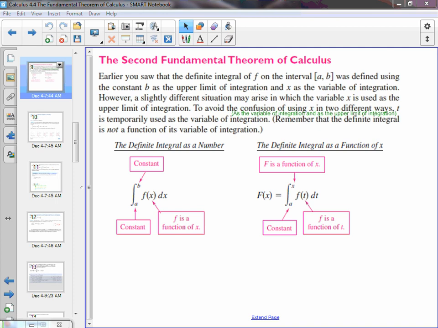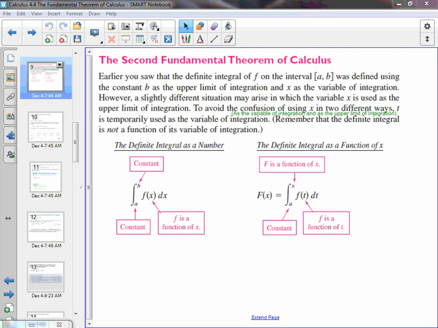integration. Now, the two different ways, I'll put it in here in green, I don't know if you can see it. X would be used as the variable of integration and as the upper limit of integration, and that's just weird, right? You don't want to use one letter to do two different things. So, we're calling t the variable of integration. So that means our function is now f of t, okay?